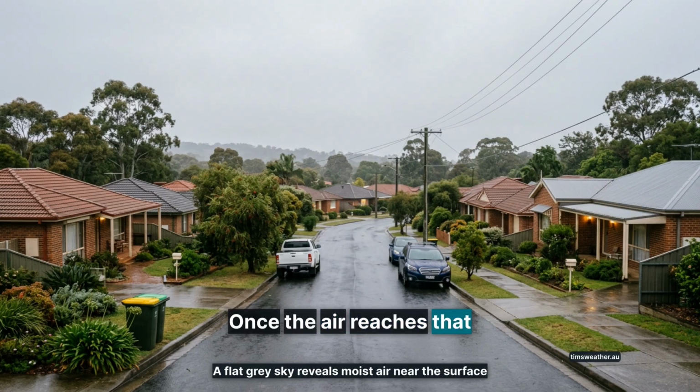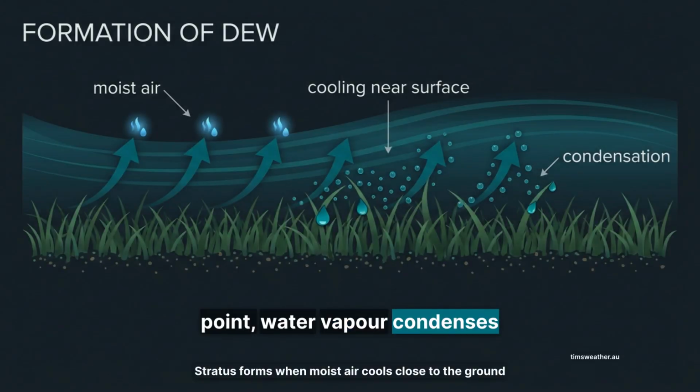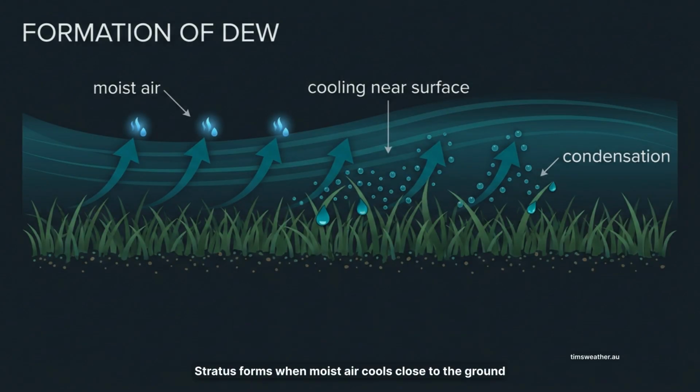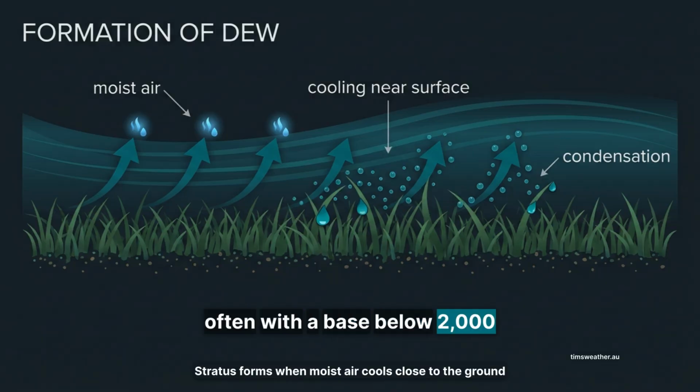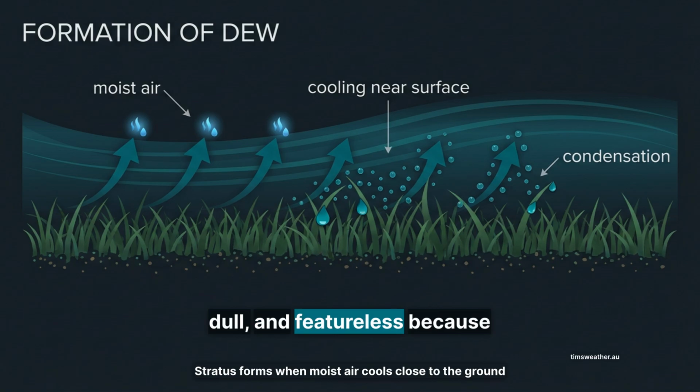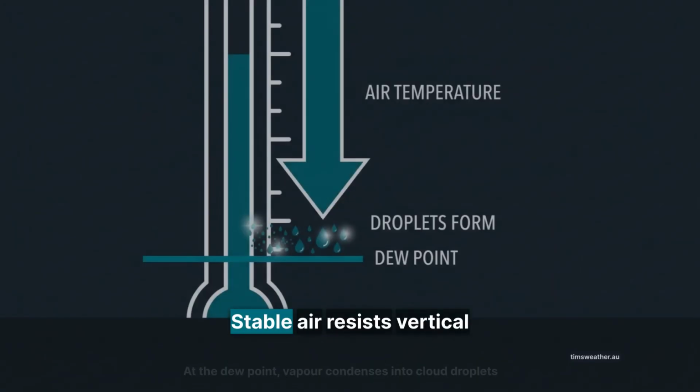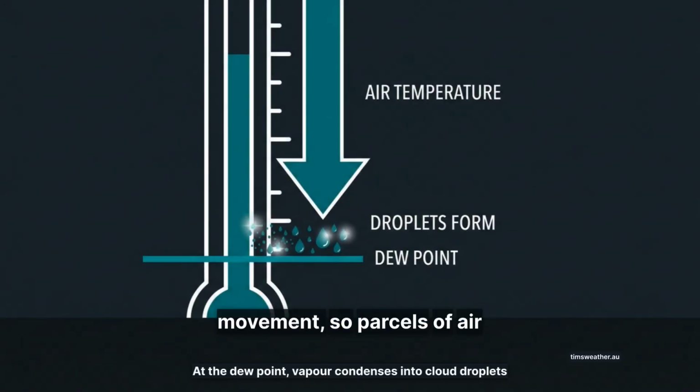Once the air reaches that point, water vapor condenses into tiny liquid droplets, and those droplets make the cloud you can see. Stratus is a low cloud, often with a base below 2,000 meters. It usually looks smooth, dull, and featureless because the air is stable. Stable air resists vertical movement, so parcels of air do not keep rising into big towers. Instead, the cloud spreads sideways like a blanket.